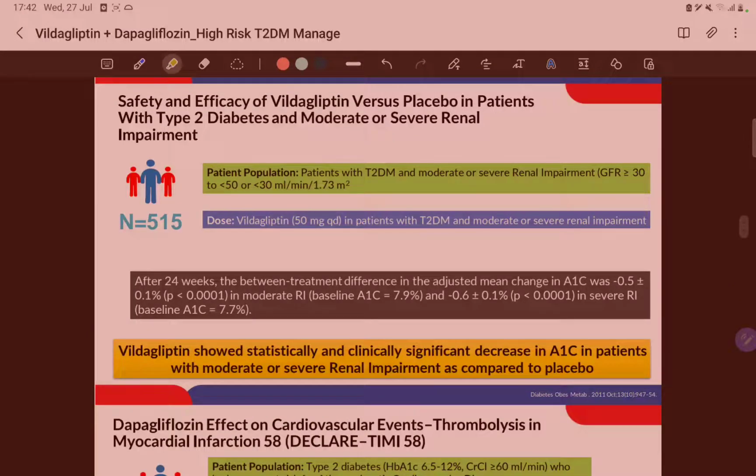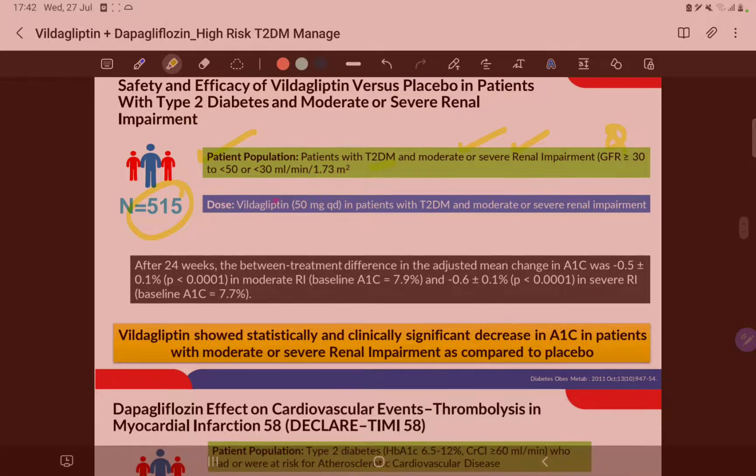Similarly, one more study was done. We are going to discuss another one. Here the patient population was around 515 patients with type 2 diabetes with moderate and severe renal impairment, okay, with a GFR of 30 to 50 or less than 30 ml per minute per 1.73 meter square. Right, the dose was 50 milligram QD in patients with type 2 diabetes.